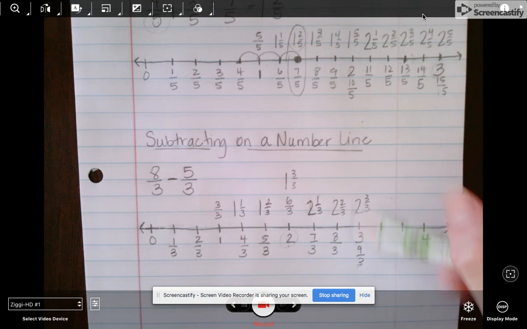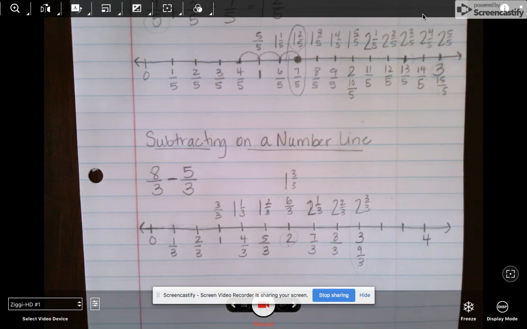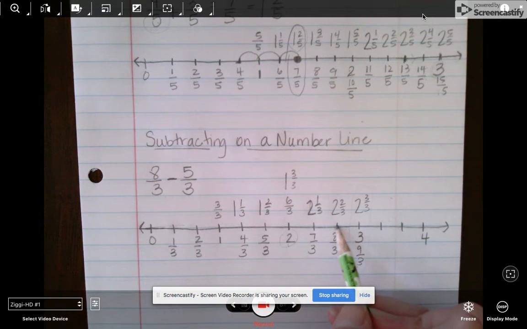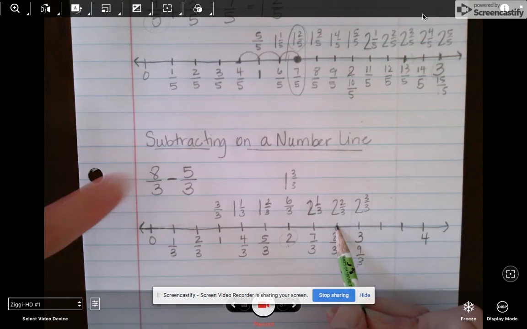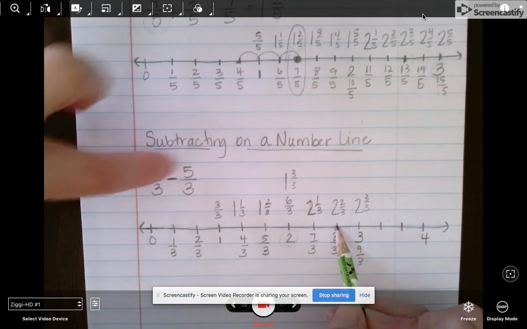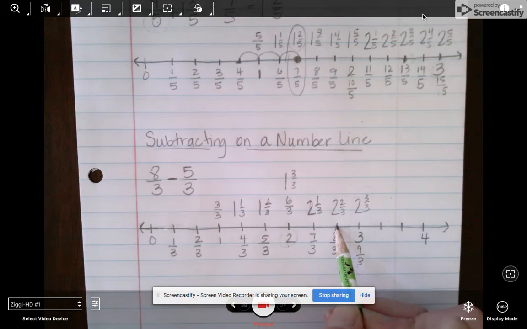It's really important that they understand that all of these things can be equivalent to one another. I'm not going to go out any further because I have what I need. I have my 8/3, so I'm going to start right there with a very light dot because that's what I have. I'm going to take from my 8/3 5/3, so now I need to move the opposite way on my number line.